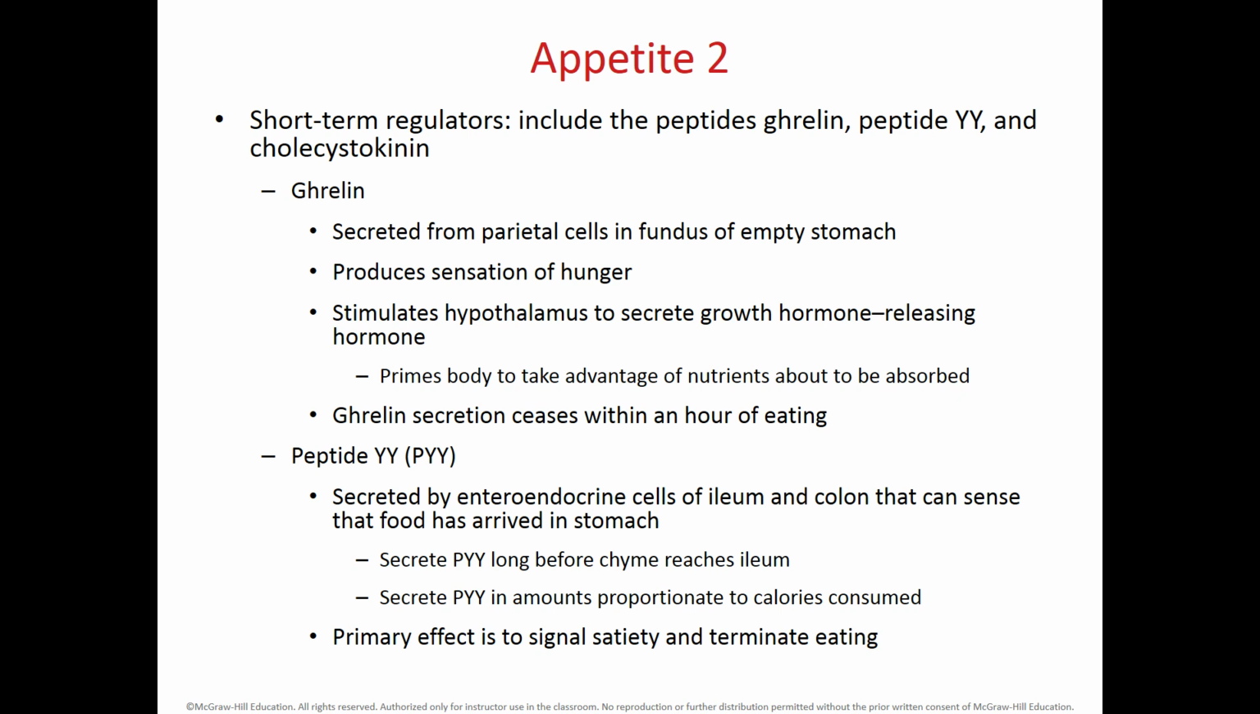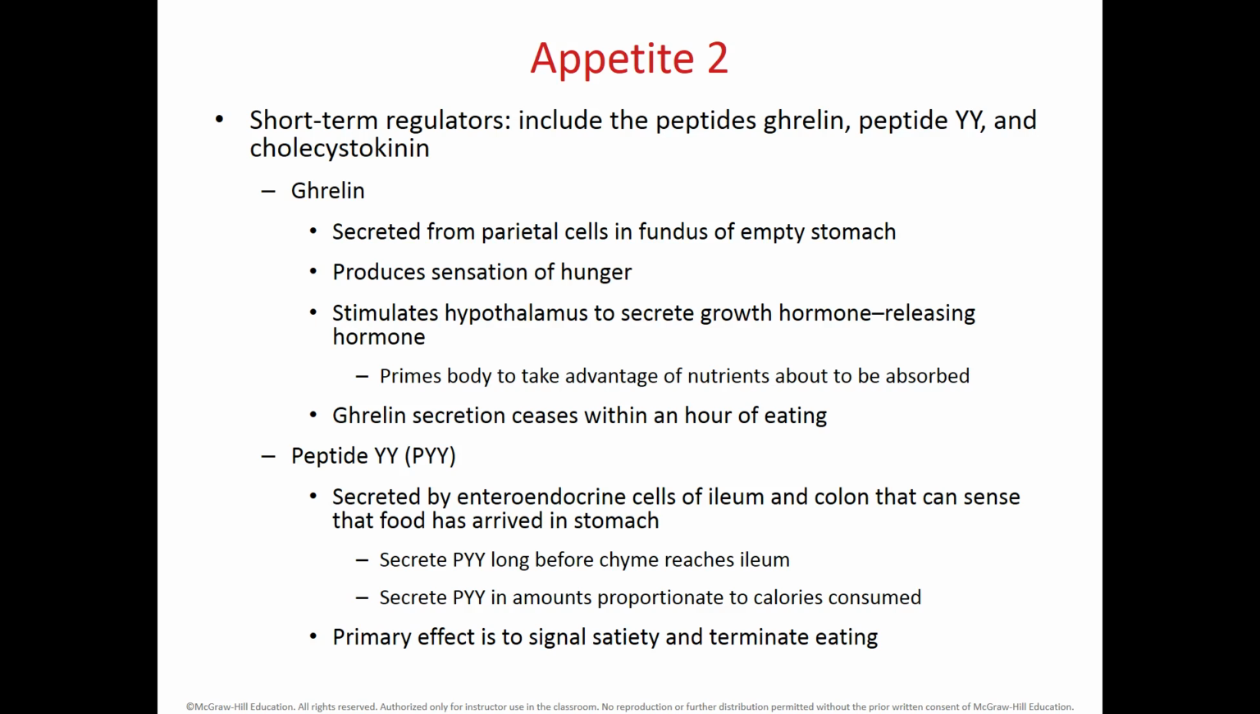Ghrelin helps us to feel hungry, and this will stimulate the hypothalamus, so we start eating, and then once you feel satisfied, you stop the secretion of ghrelin.